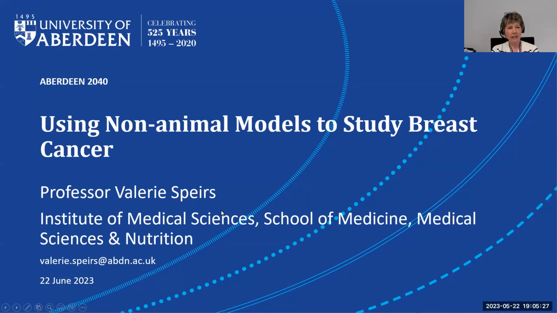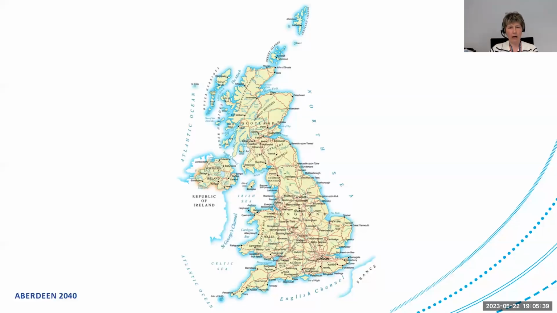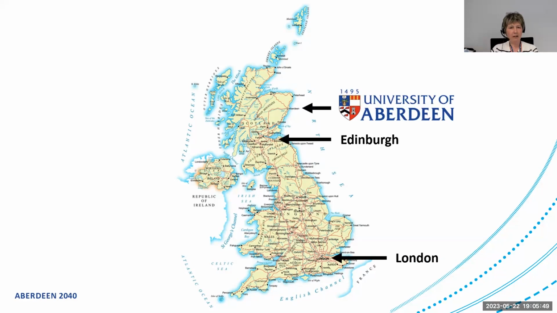As Kat very kindly said, I'm going to be discussing using non-animal models to study breast cancer. So I'm based at the University of Aberdeen. You might be wondering where Aberdeen is. Well, we're right up here in the northeast of Scotland. To the south, about 2.5 hours, is Edinburgh, and further south, about 8 hours away, is London. So we're quite far north in the UK.